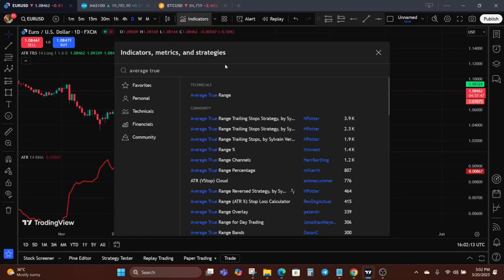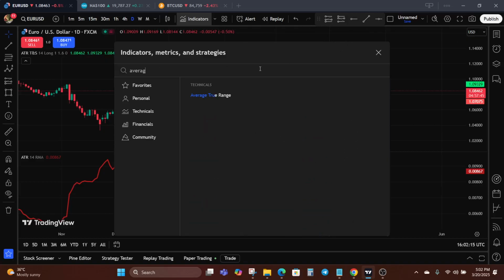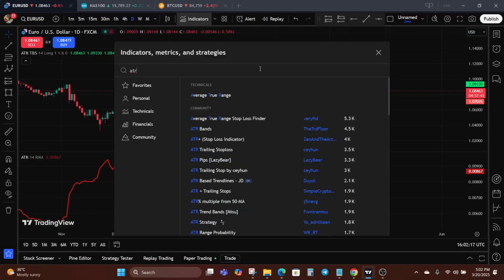When you do that, you add it to your chart, and then you can also search for the ATR TNS. Where is it?